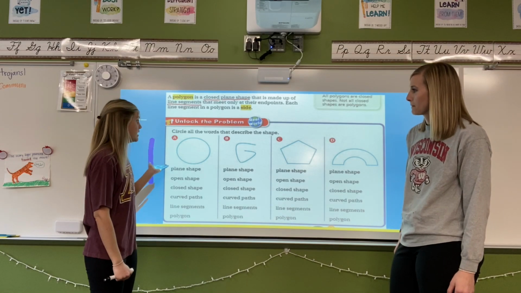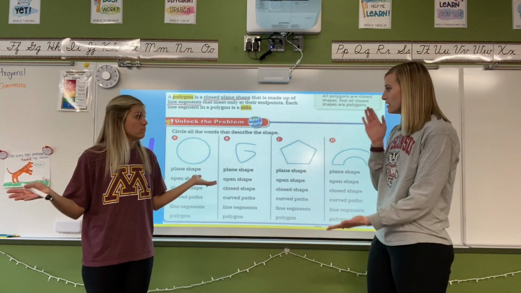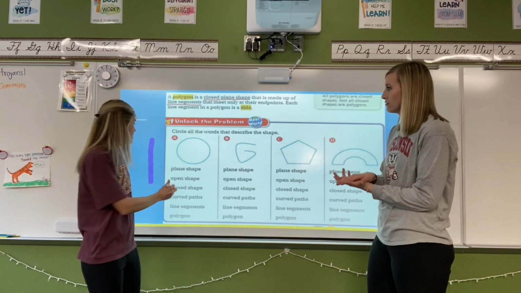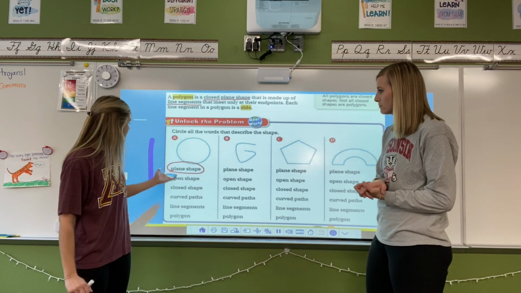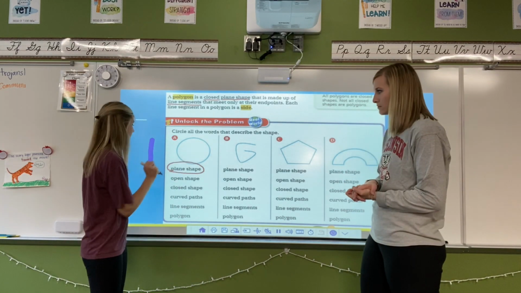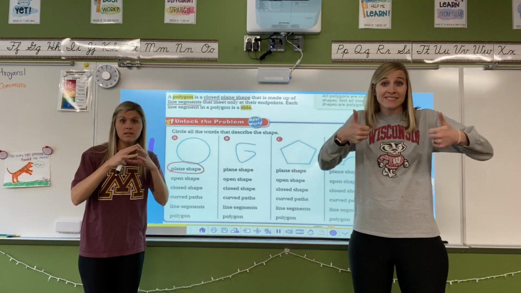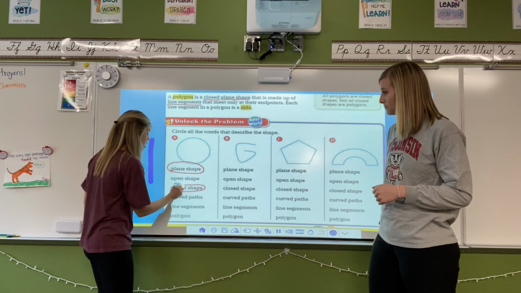Is this a plane shape? Is it just any old plain regular shape? Well, it looks flat. So yes, it is a plane shape. I would circle that. Next it asks, is this an open shape? Is it open? No. So I would not circle that. Is it closed? Absolutely. It starts here, it ends there. It is a closed shape.